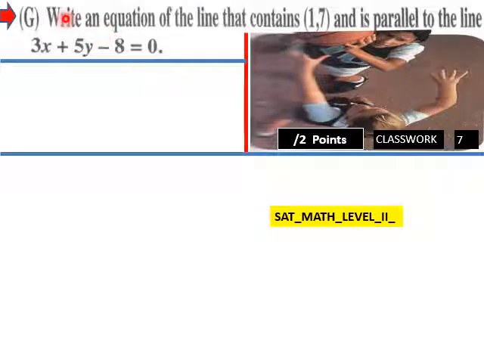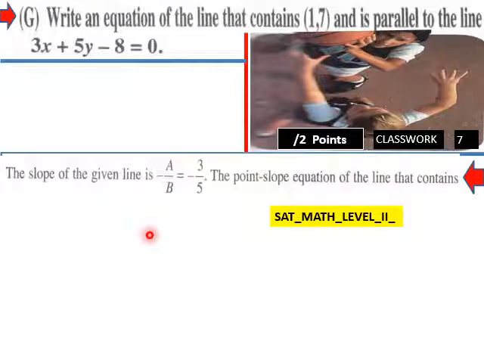Okay, example G. Write an equation of the line that contains (1, 7) and is parallel to the line 3x plus 5y minus 8 equals 0. So how would we do that? The slope of the given line is negative a over b, so it would be -3 over 5.